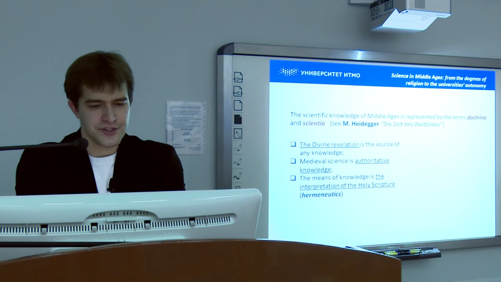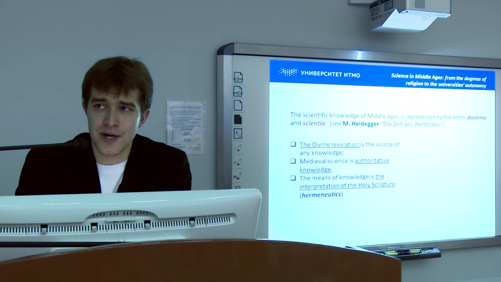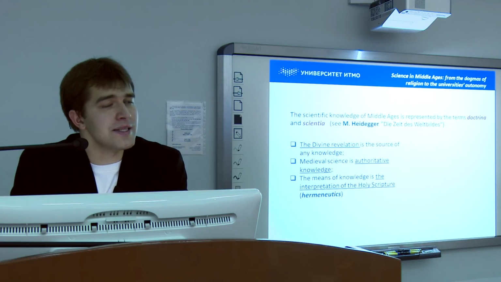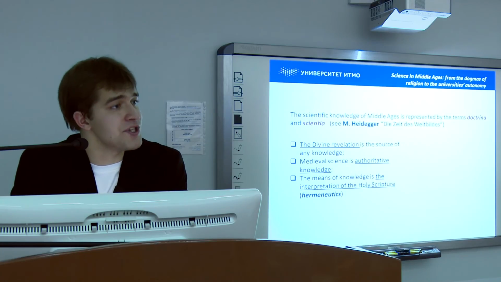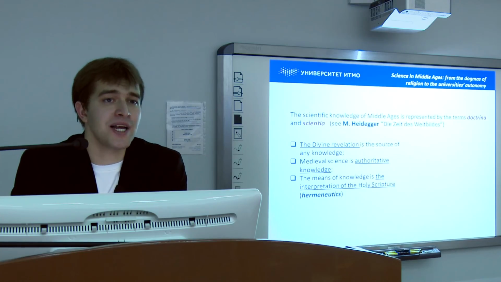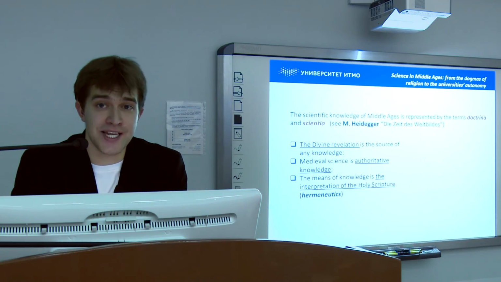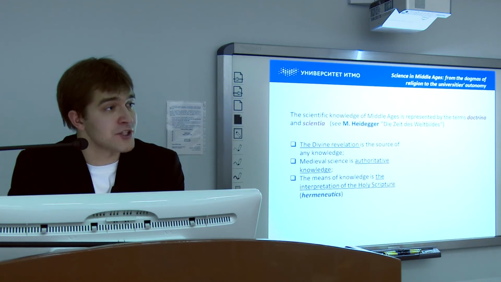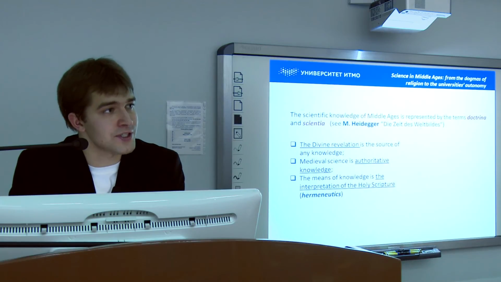Second position is that medieval science is quite an authoritative knowledge. So what do I mean by this? First of all, I mean that any form of knowledge, any positions, any statements must be addressed to a certain famous sage, a certain saint, or God Himself. So what does it mean that you know something? That means that you were taught like this or like that.